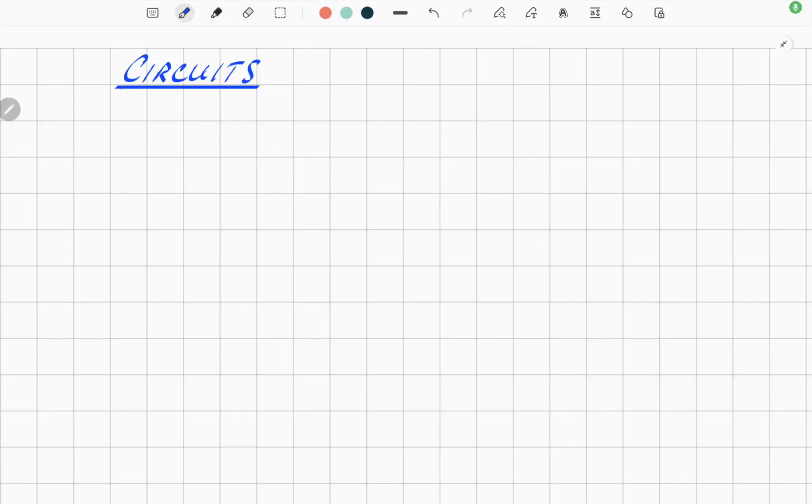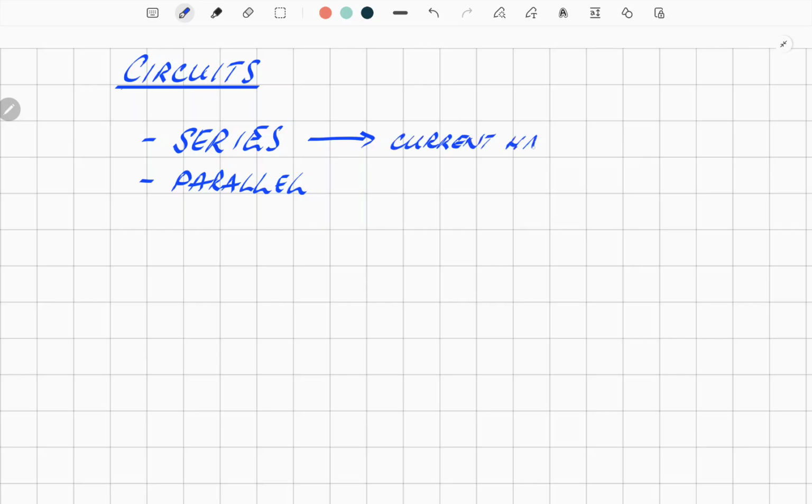So in the circuits that you've seen so far, you will have two types, yeah? Series and parallel. Yeah. In the series circuit, the important rule about it, the property, is that the current has only one path. Yeah. And parallel has.